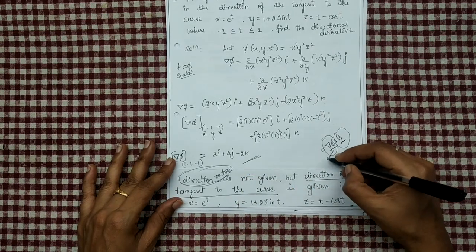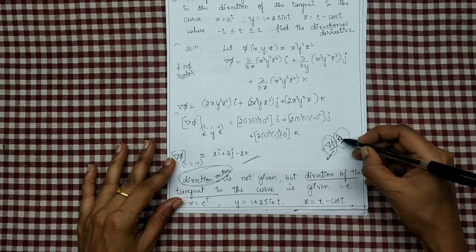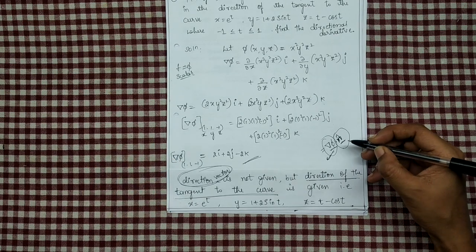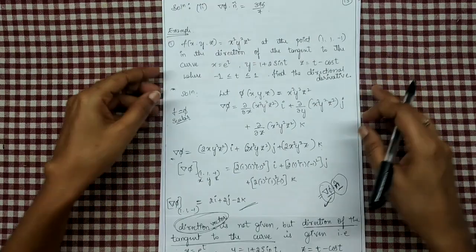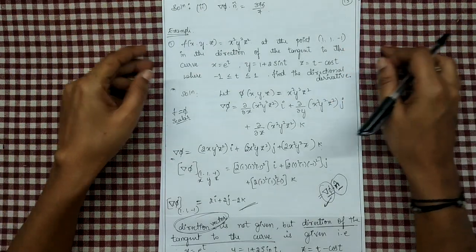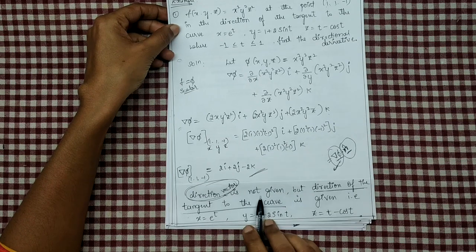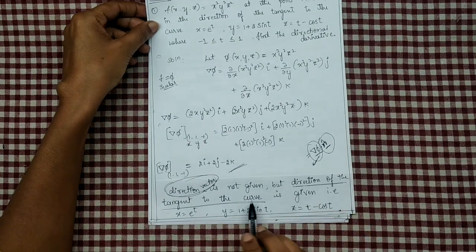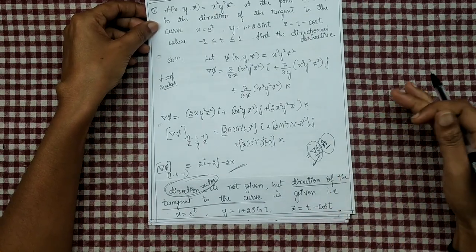See, this we found now. Now we have to find this. What is this? N cap. N cap is the unit normal vector along the given direction. In this problem, exclusively the direction is not given. So we have to find the direction vector here. To find the direction vector, see, direction vector is not given, but the direction of the tangent to the curve is given. By using those curves, we have to find the direction vector.